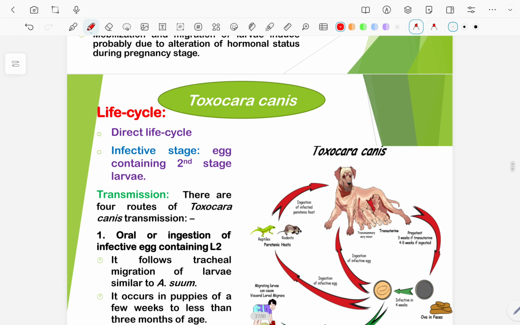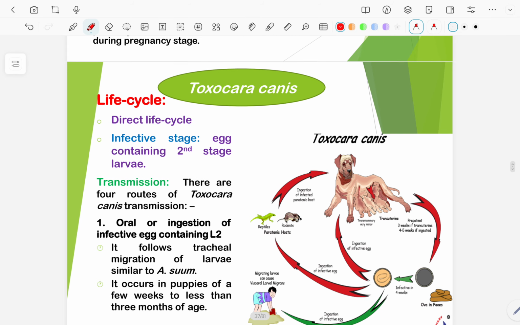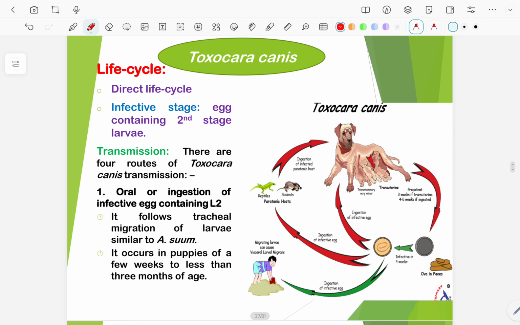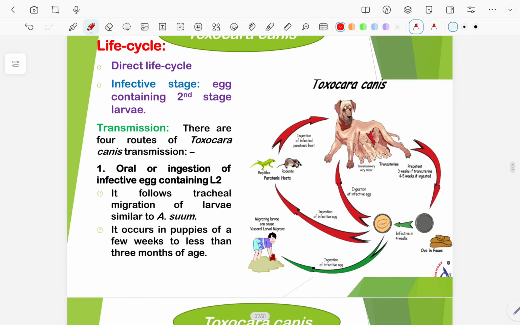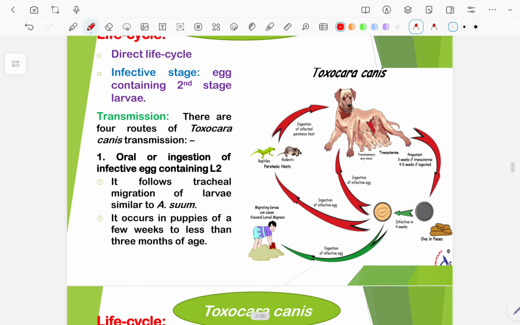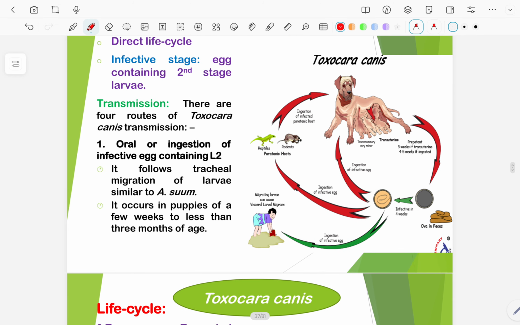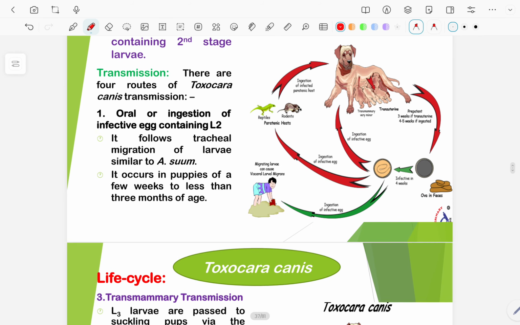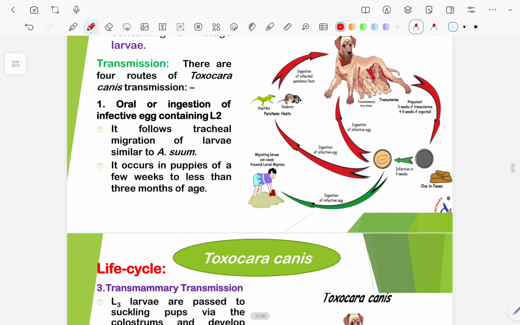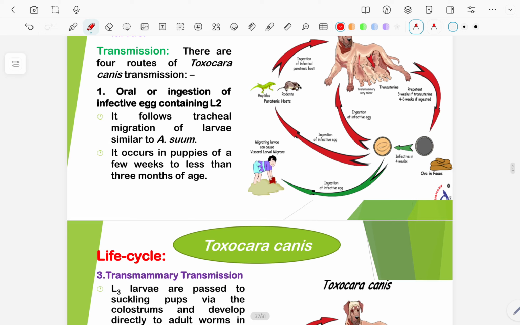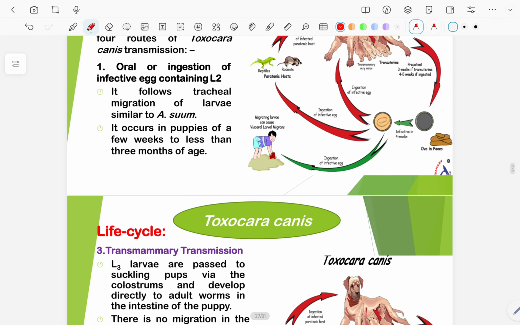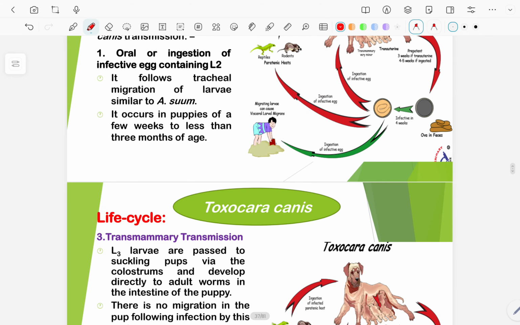Toxocara canis life cycle. Direct life cycle. Infective stage: egg containing second stage larvae. Transmission. There are 4 routes of Toxocara canis transmission. First, oral or ingestion of infective egg containing L2, followed by tracheal migration of larvae similar to Ascaris suum. It occurs in puppies of a few weeks to less than 3 months of age.